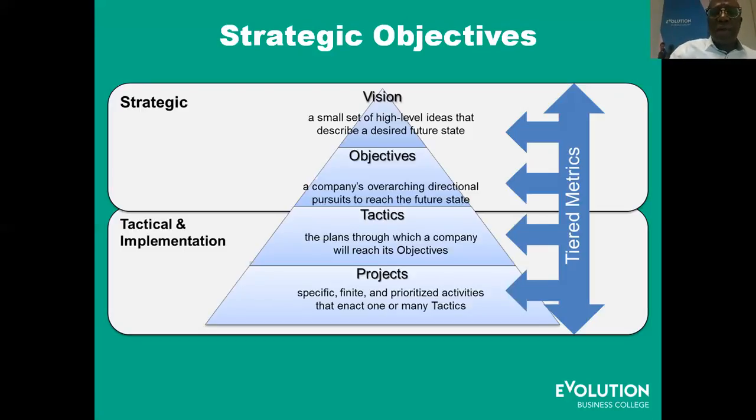So in your airline objectives, you'll be saying, what's your company's overarching directional pursuit to reach the future state? What are the things they're pursuing in order to get there? If you wanted to be a doctor, you'd be pursuing your medical studies. And then, what are the tactics? Right, technical implementation. Tactics are the plans through which a company will reach its objectives. And we have projects, specific, finite, prioritized activities that enact one of the many tactics.